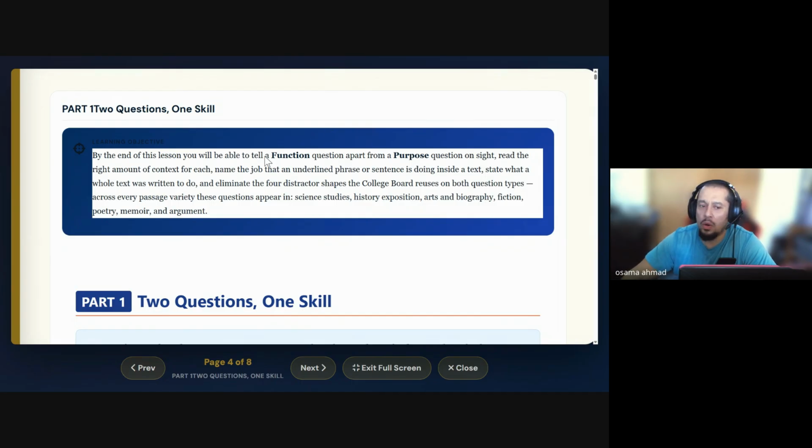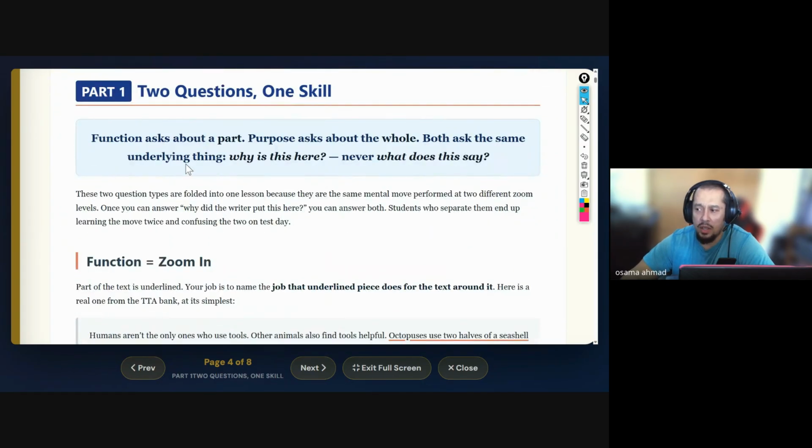But anyway, let's go into this. So purpose questions, right? Function and purpose questions. They are a bit different, but it's the same skill overall, right? You have to read the right amount of context for each. You have to know the job of the underlying phrase, right? So by the end of this lesson we'll understand how to state the job of a phrase, the job of a word, or what a sentence is doing inside a text. We're also going to state what a whole text was written to do and eliminate the distractors the College Board uses, right? 2 questions, 1 skill.